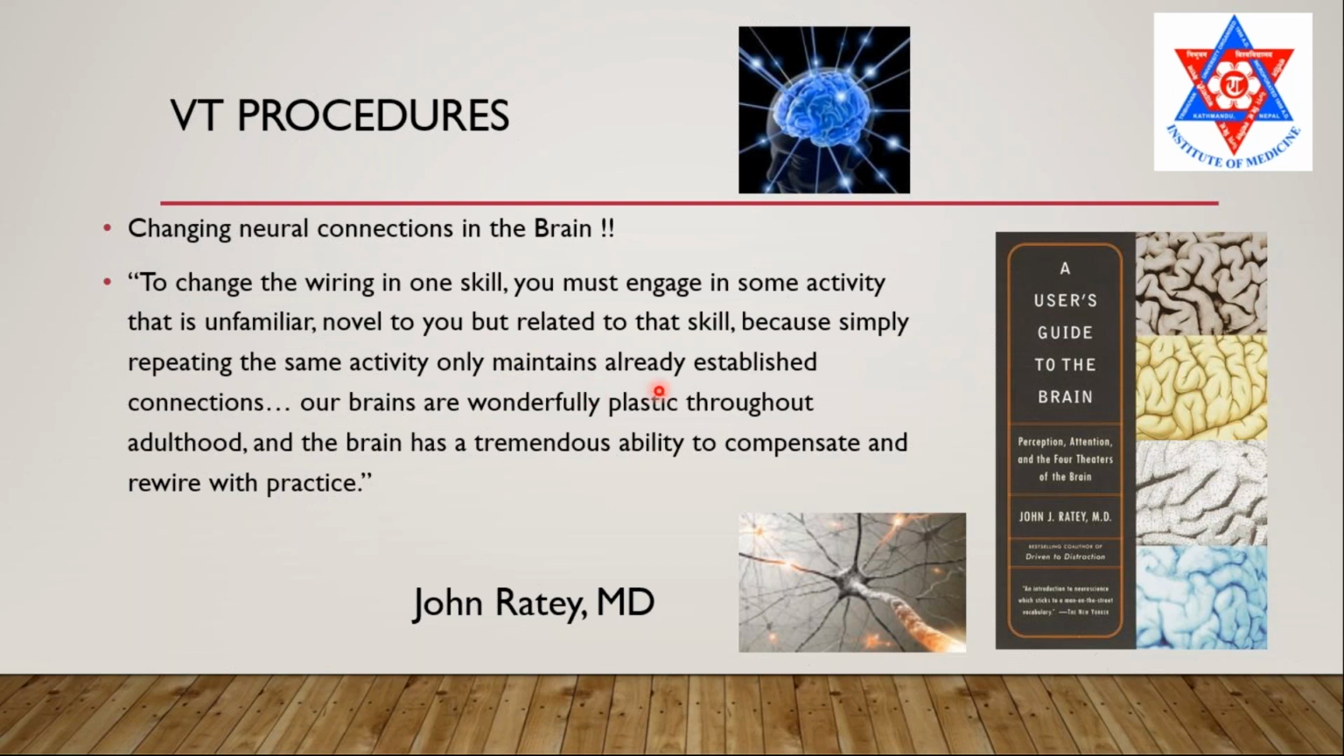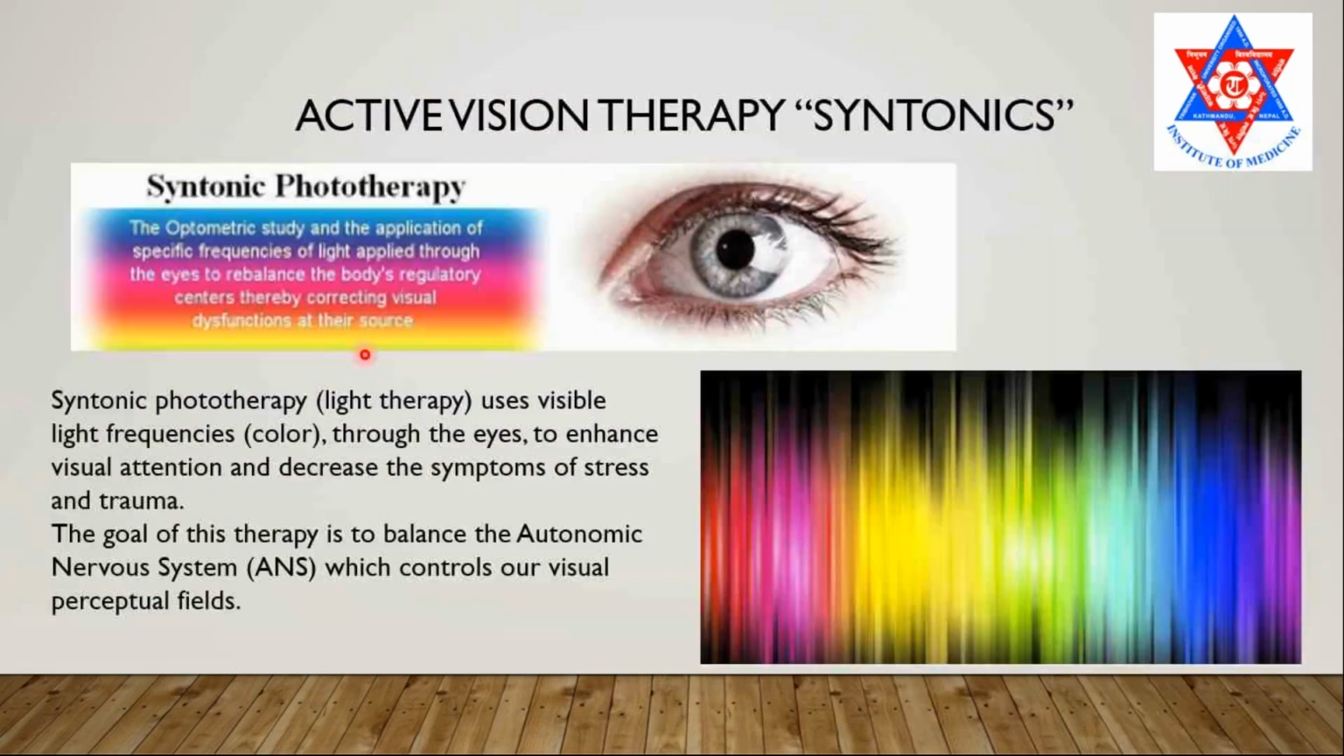Our brains are wonderfully plastic throughout adulthood, and the brain has a tremendous ability to compensate and rewire with practice. That is a statement by John Ratey in his book The User's Guide to the Brain. So how is this connected with vision therapy? In vision therapy we go with activities that are unfamiliar to the child and develop the skills necessary to complete that activity. That helps in rewiring the brain connections and ultimately improving the deficits present in the child with amblyopia.